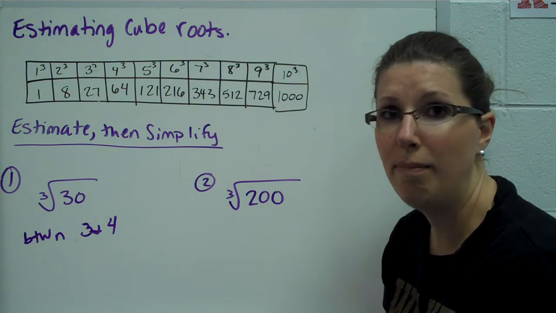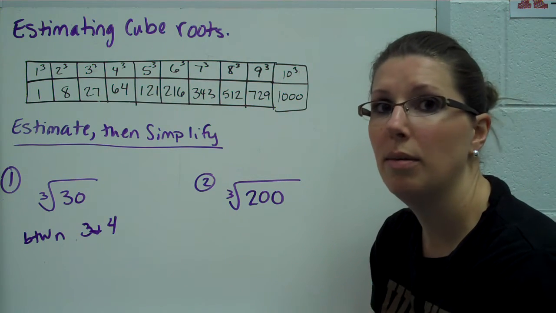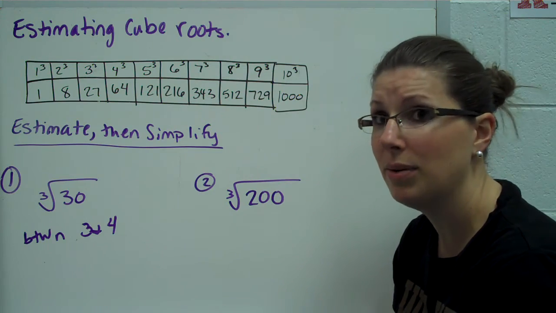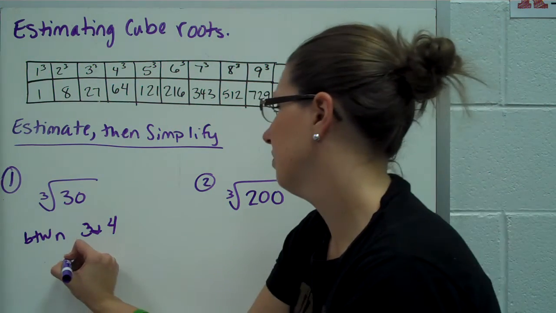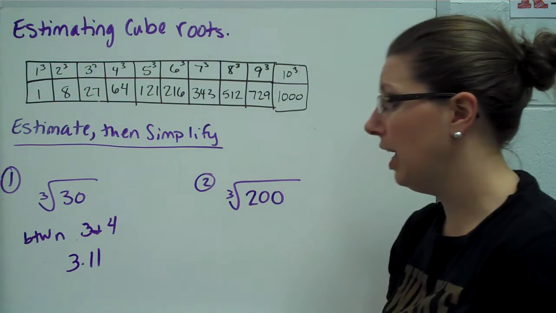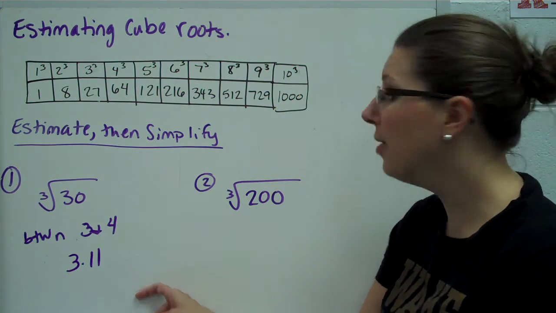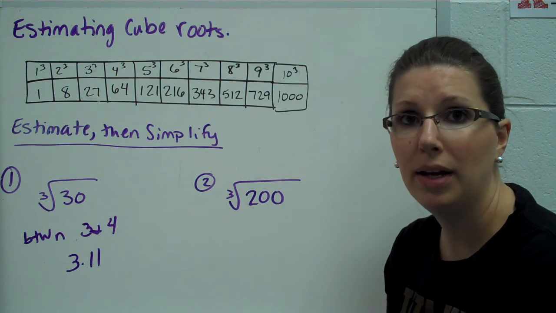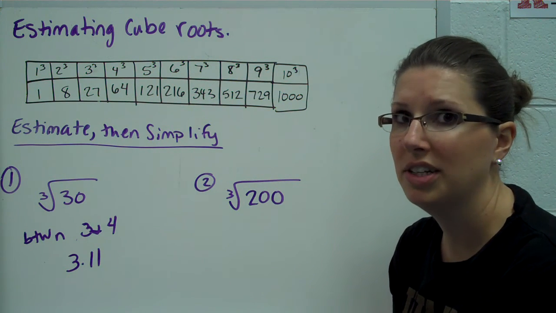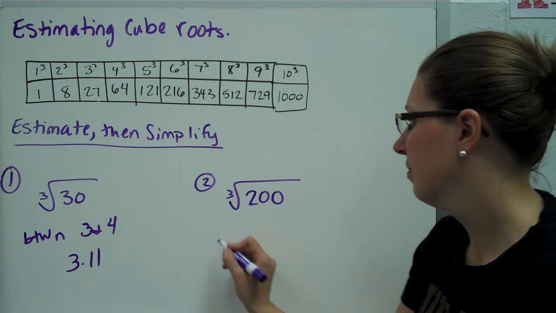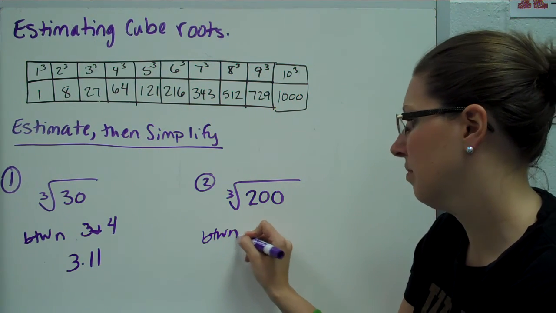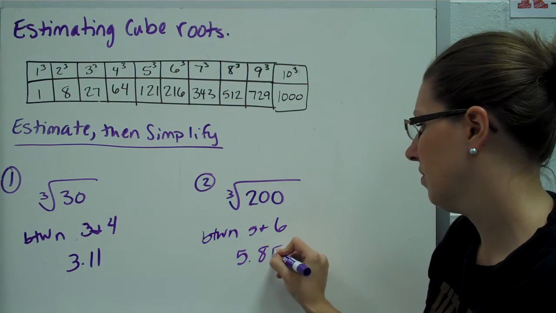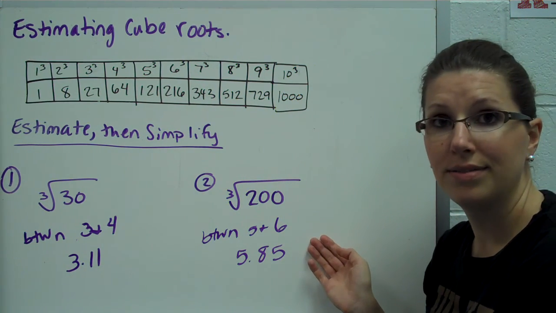And then you can pick up your calculator, type in finding the cube root of 30. You might have to hit math or second and some button on your calculator to get to the cube root, but try it out and see what you get. Did you get 3.11? Hope so. Try this one out. Estimate first, then pick up your calculator and round to the nearest hundredth. Did you get this? Awesome.